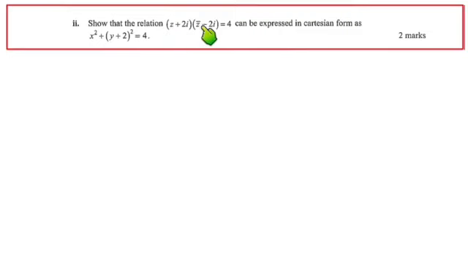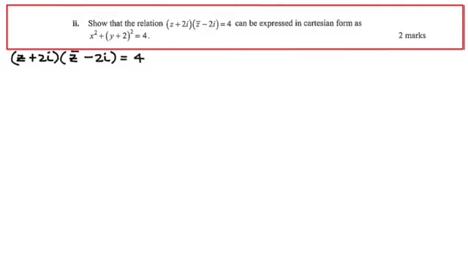So the relation can be expressed in Cartesian form as a circle with a centre of 0 and minus 2 and a radius of 2. Okay, well we can do that, can't we? Let's go for it. We've just got z here instead of z1, right? This is just any old z that's on the circle. So z plus 2i times z bar minus 2i equals 4.